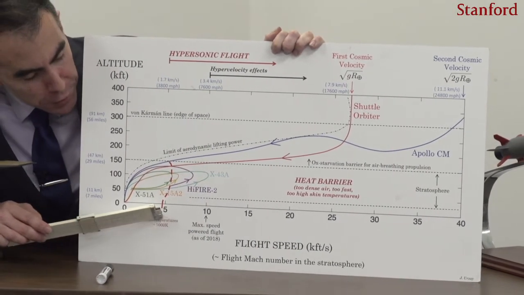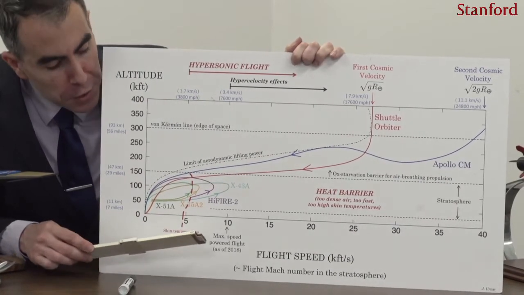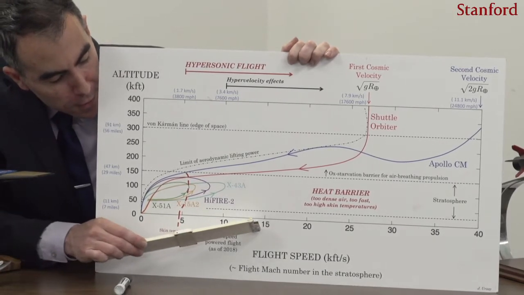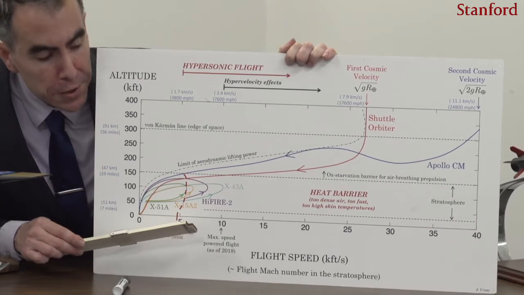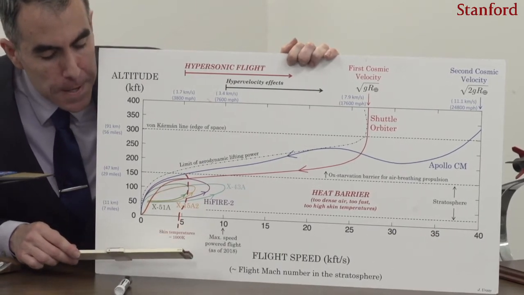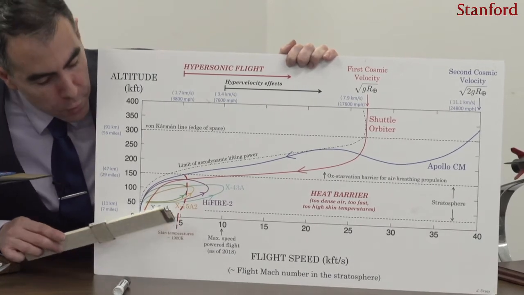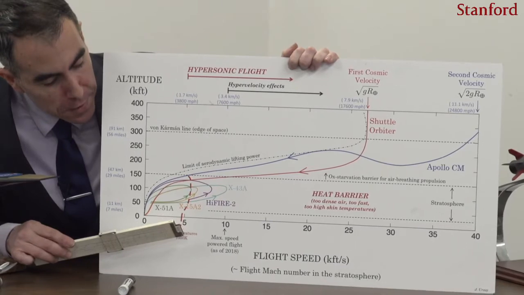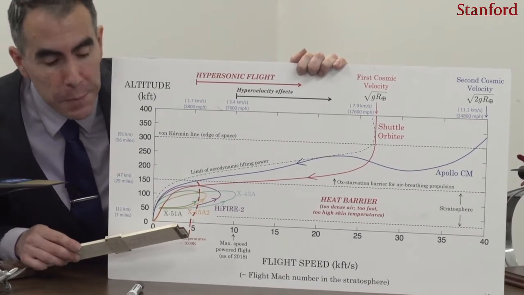The reason why these units are used is because each one of these numbers resembles the Mach number in stratospheric conditions. That is to say that at 35 kilometers of altitude, or equivalently at 115,000 feet, the speed of sound is actually 1 kilofeet per second.